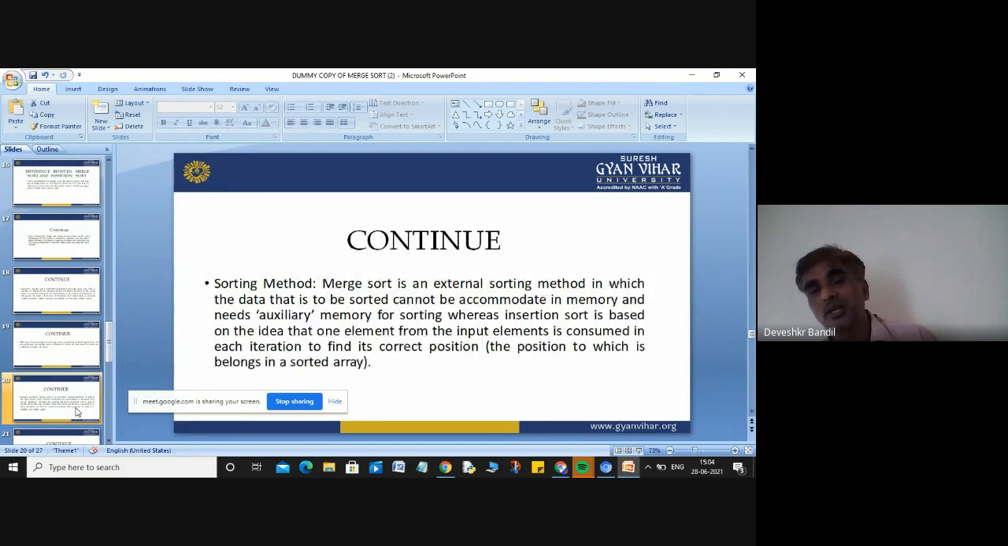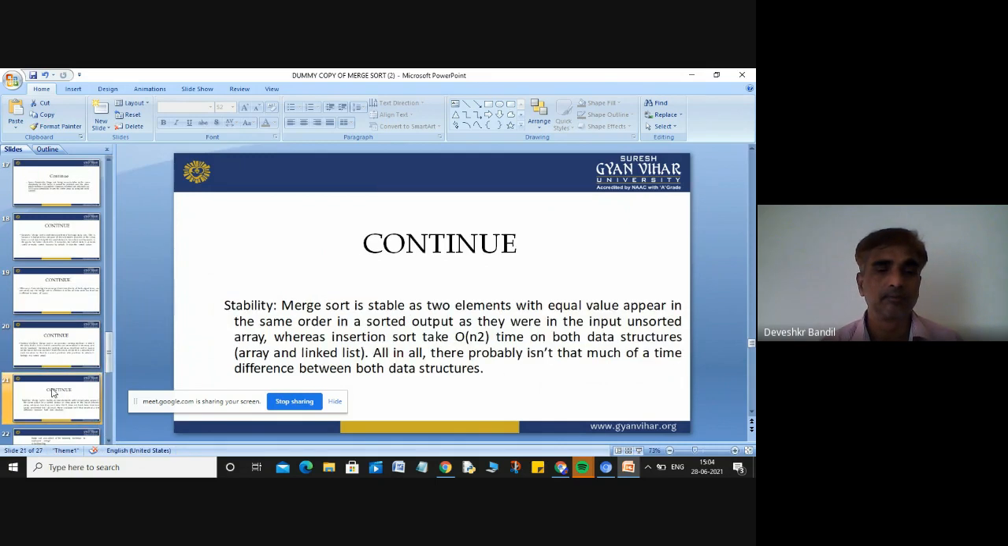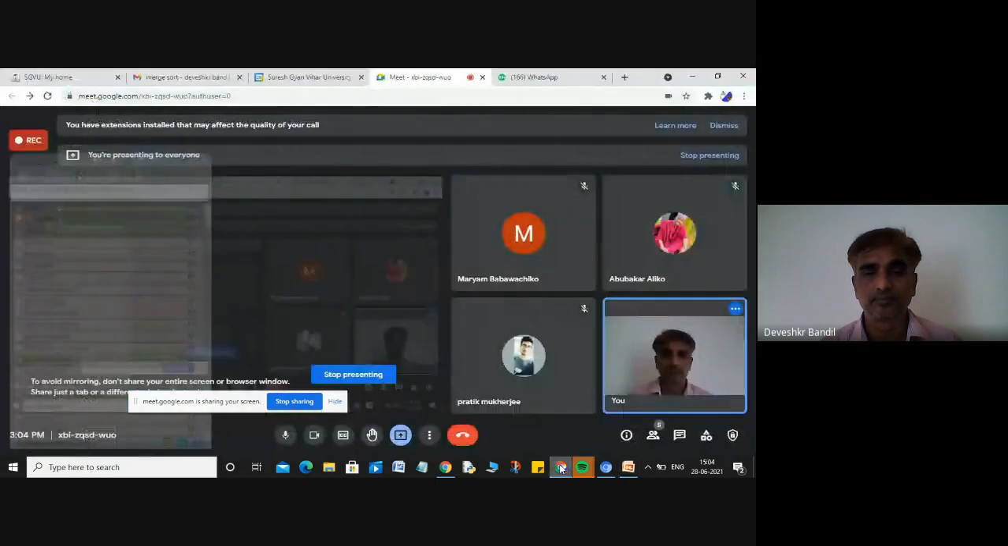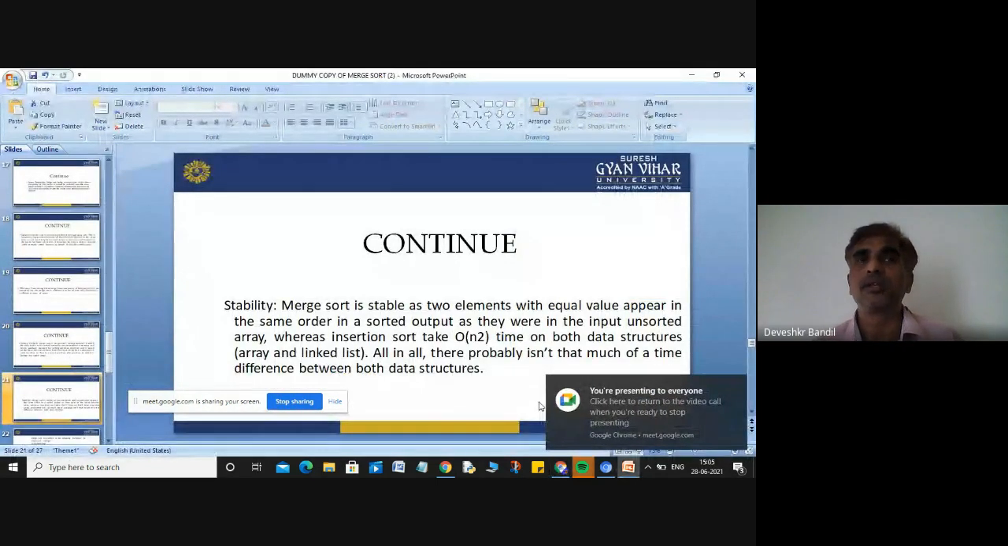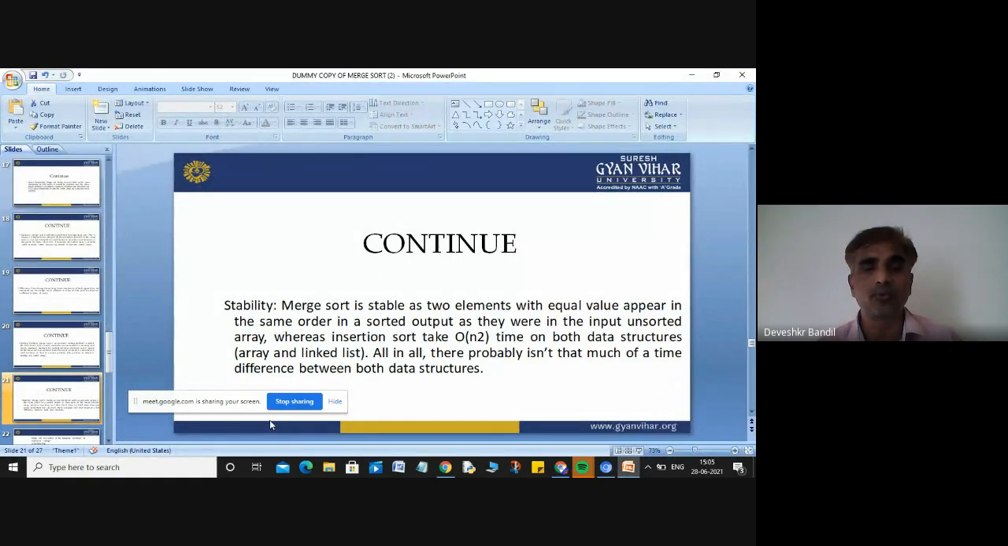And your sorting method: merge sort is an external sorting method in which the data that is to be sorted cannot be accommodated in memory and needs auxiliary memory for sorting, whereas insertion sort is based on the idea that one element from the input is consumed in each iteration to find its correct position. And stability: merge sort is stable, as two elements with equal value appear in the same order in the sorted output.